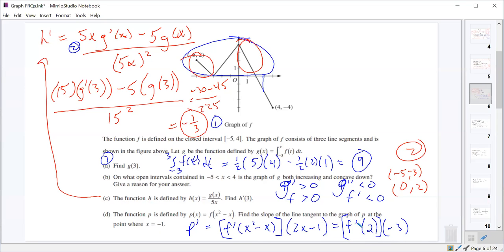And f prime, the slope of this at 2, is -2. So we get -2 times -3, which should be 6. And that was worth 3 points also. 2 points for getting the right derivative and 1 point for evaluating it at -1. Any questions or issues there?